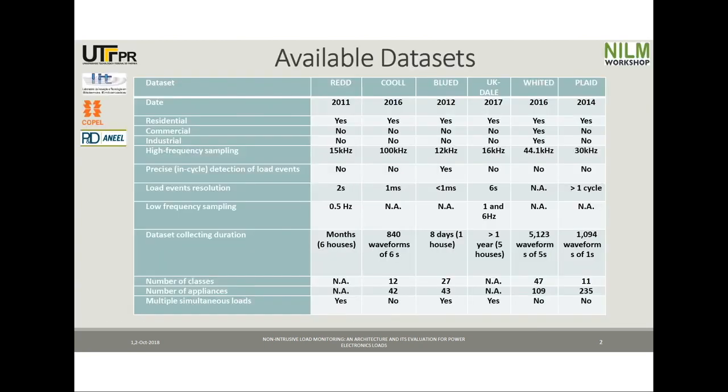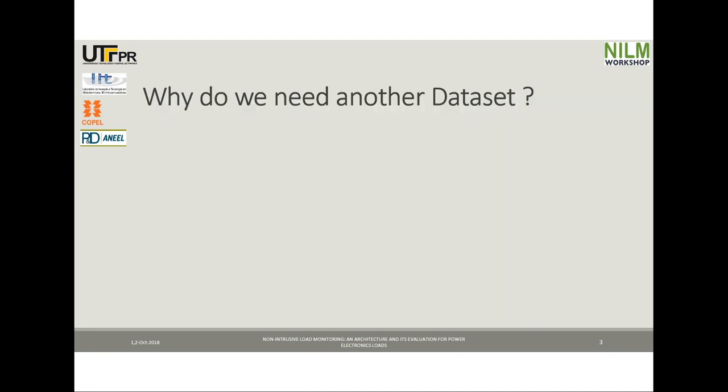Well, we started our project 2 years ago, and we had a look at all available data sets that had high-frequency sampling. And we got this set here. They are all well known to you. But we were not satisfied with the characteristics of them. So we decided to have another set of requirements for our own data set. And so the basic question is, why do we need another data set? Because none of those that were there fit our requirements.